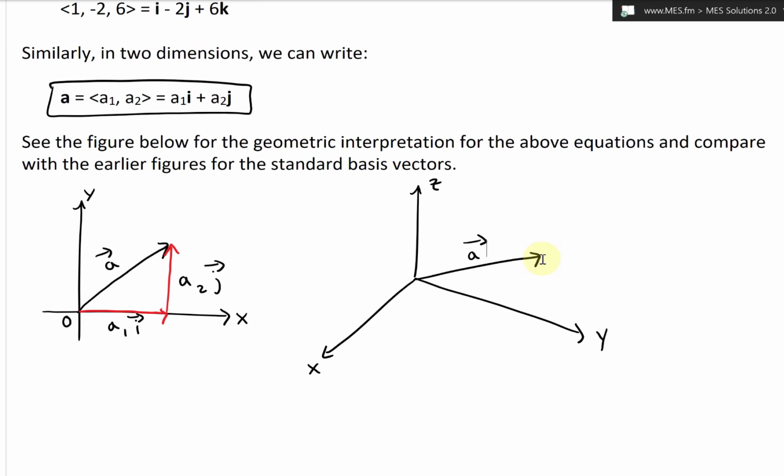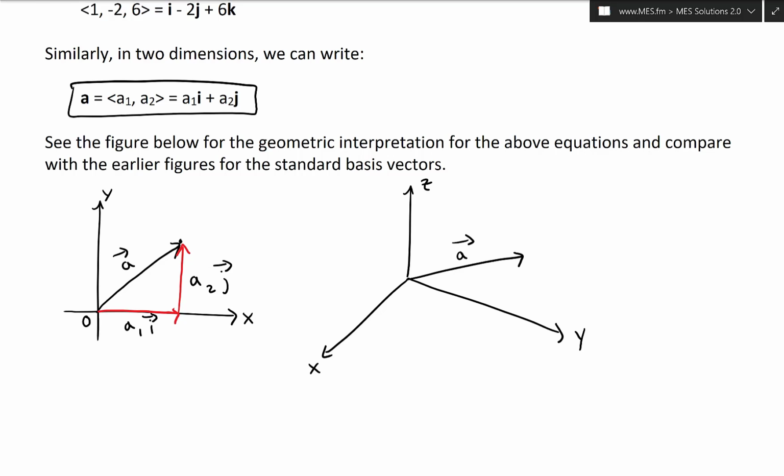Actually, before we get to that, I'm going to draw this point right here. This point is at a1, a2. Like that. And then this point right here is going to be at a1, a2, a3, like that. All right, so now let's draw the basis vectors in red.